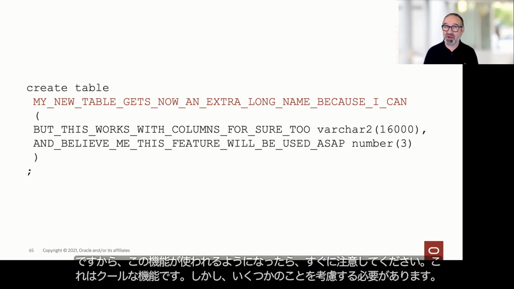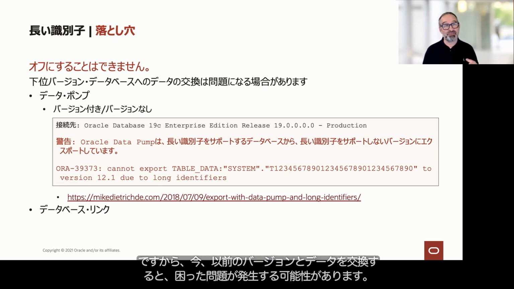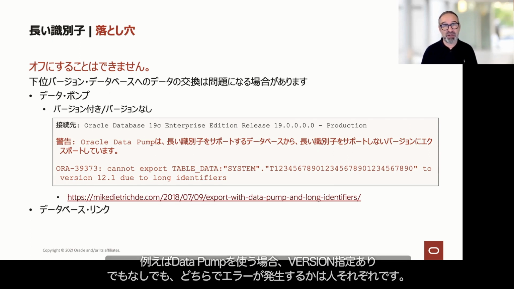And so be aware, as soon as you tell people this will be used, it's a cool feature, but a few things need to be considered. And the things that need to be considered, I can just repeat myself here. You can't turn it off. So exchanging data now with lower versions could be really causing trouble. So when you use Data Pump, for instance, and regardless if you do it with or without version, it just depends on which side you see the error.